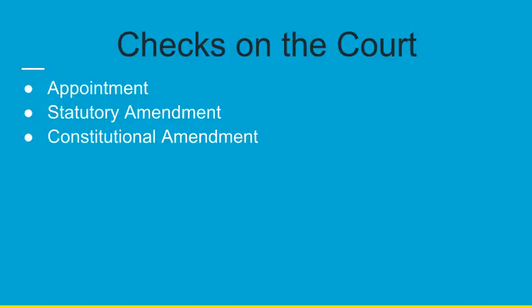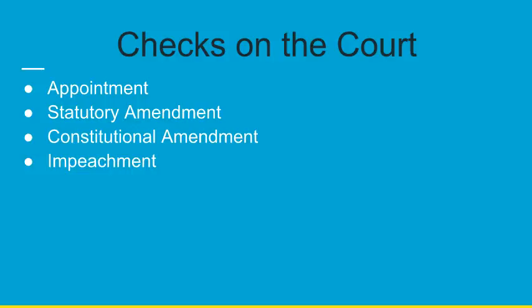Constitutional amendment. If the court were to interpret the U.S. Constitution in a manner that was not agreeable to Congress, Congress could propose a constitutional amendment and submit it to the states by a 2/3 vote, and the states then could ratify it by a 3/4 vote.